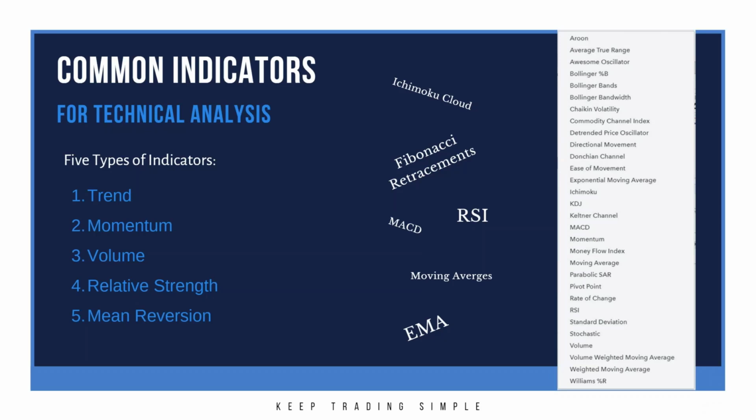Is this it? No, there's tons more, right? But there are 5 different types of indicators that you need to understand. There are trend indicators that tell us where the trend is. And again, if you're not reading it, there are ones that will tell you what the trend is, okay? There are momentum-based ones, volume-based indicators, relative strength of trend, and then there's also what's called mean reversion, okay?